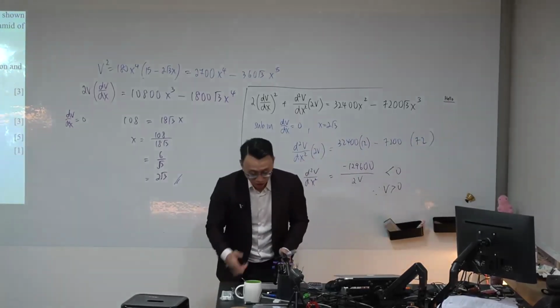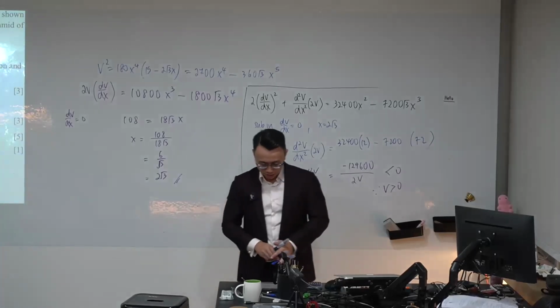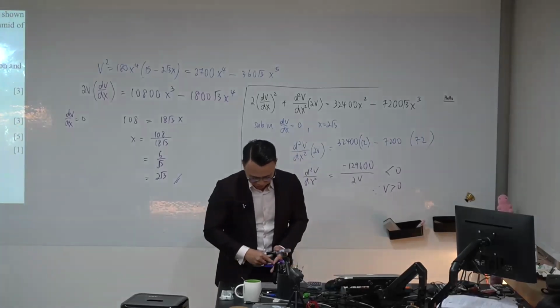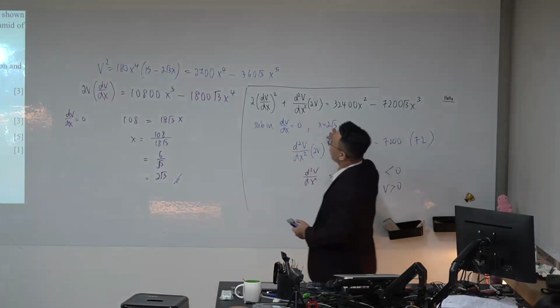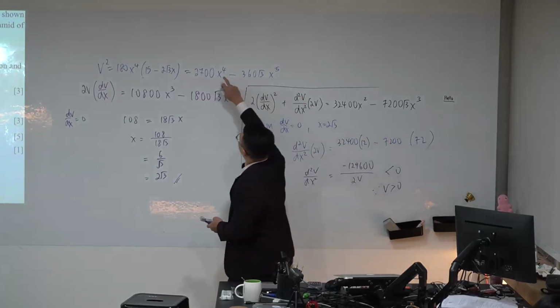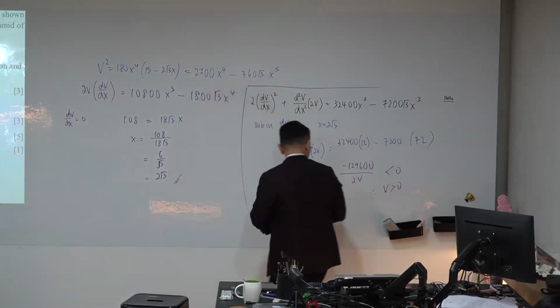Okay? 5. They ask: determine the value of H for which V is maximum. Find the max value of V. Okay, then once you have the 2 root 3, you substitute inside here to find max V. So let's write down here max V.